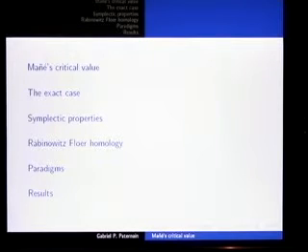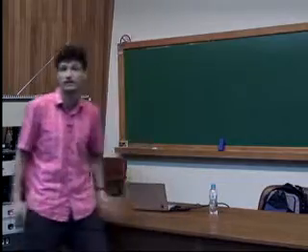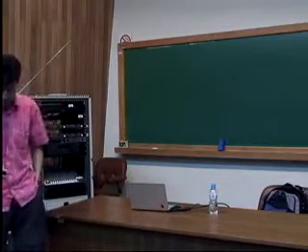I'd like to begin by telling you briefly about the Mañé critical value that was already introduced, but I will do it in a slightly more general setting. I will discuss the exact case, which was also mentioned yesterday. I'll talk briefly about some of the symplectic properties, comment on Rabinowitz Floer homology, and then tell you about what we think the global picture ought to look like, and what we can actually prove, and then tell you about various open questions.